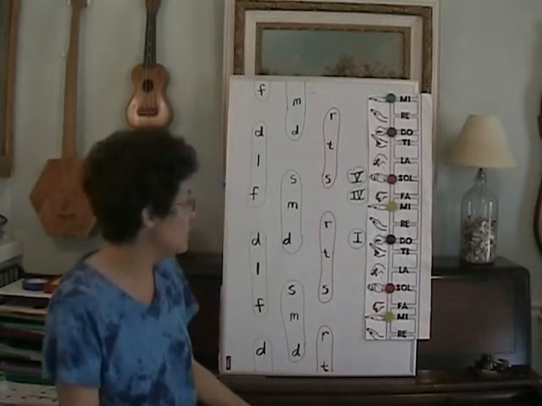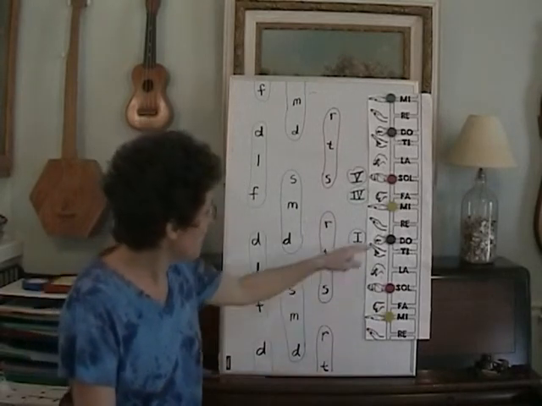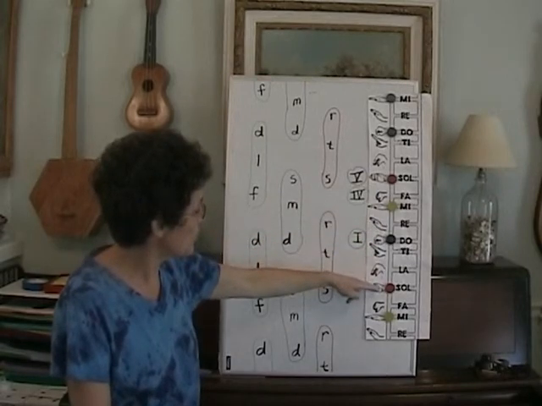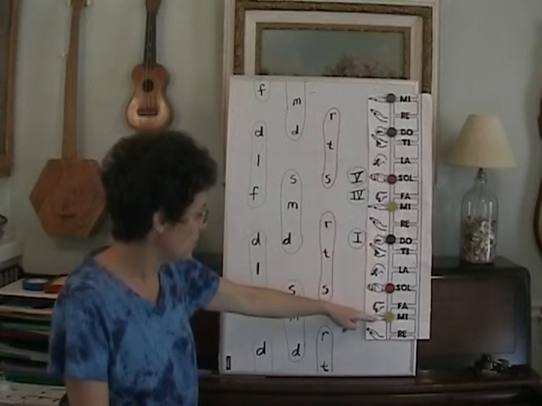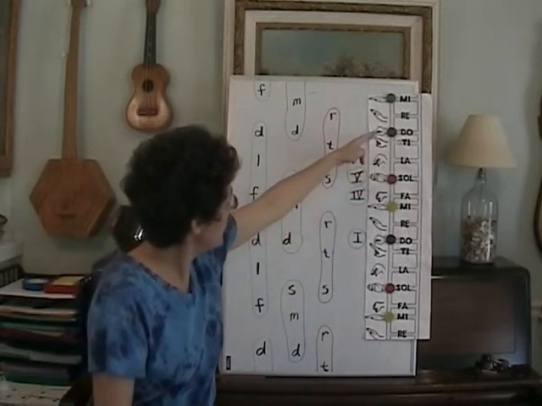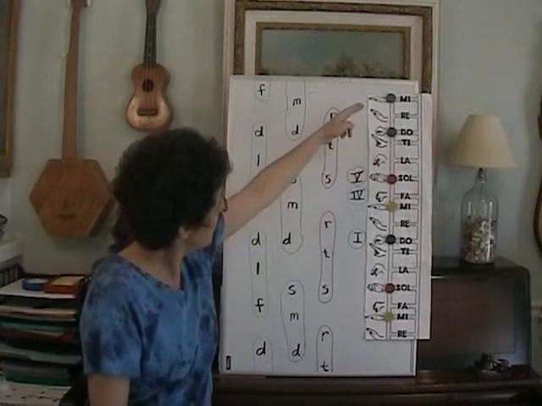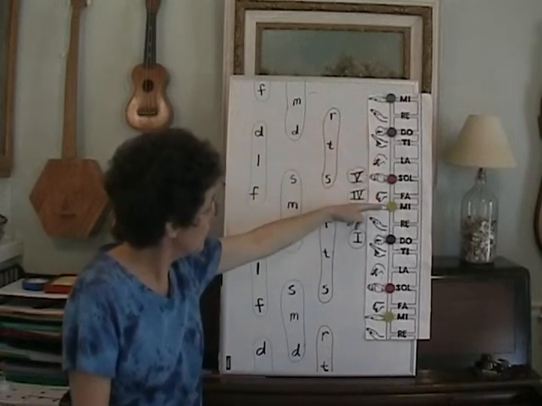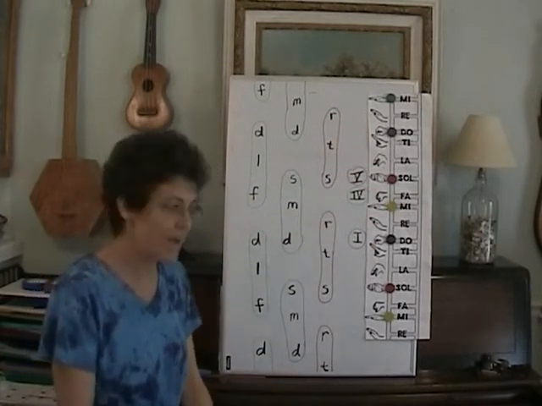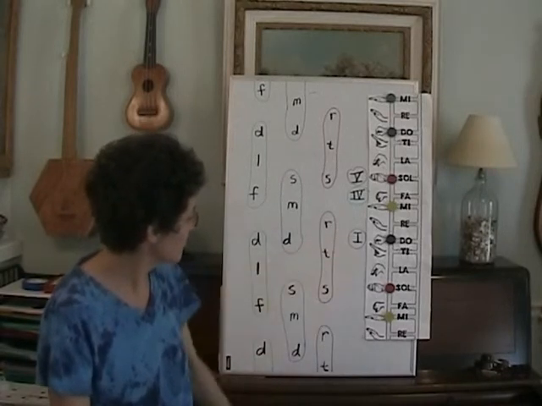So let's see what that would sound like. Do, mi, so, mi, so, do, mi, so, do. So that's the tonic triad, the 1 chord.